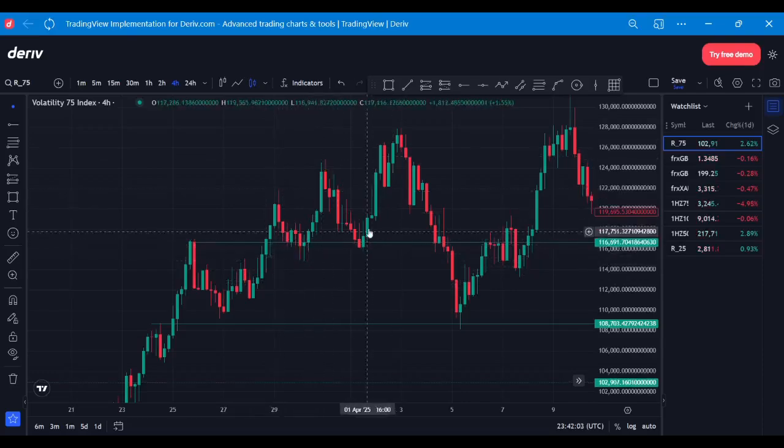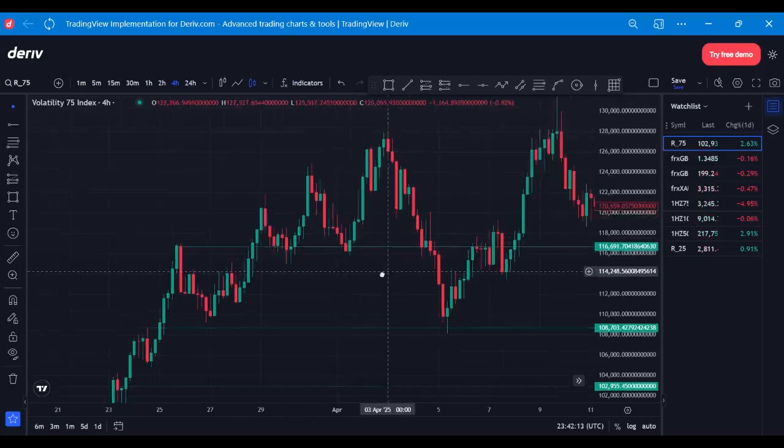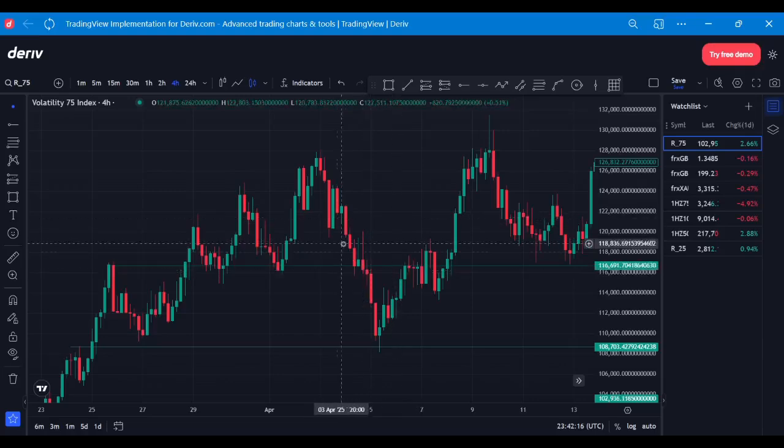You can see what happened here. Price came down, hit it, and then went up again. So this is a support level, and we expect price to hit it and go up again. But instead of hitting it and going up, price came down and broke it. Now that it broke it, instead of support, it has become resistance.